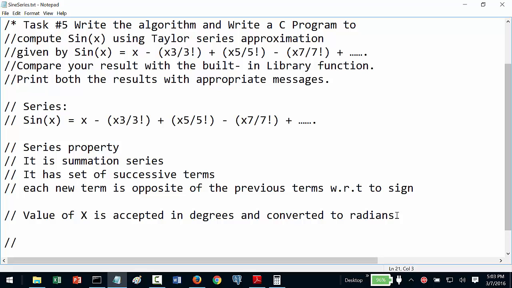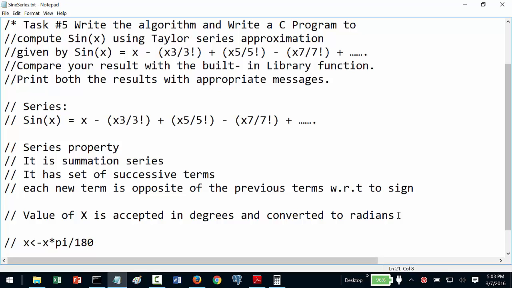So once we accept the value, our new value of x will be whatever value of x we have got, multiplied by pi and divided by 180. Suppose I now want to convert it back into degrees: if the value is in radians, I will multiply that by 180 and divide by pi. So this got converted into radians. My x is in radians.